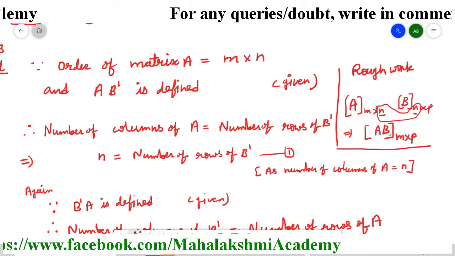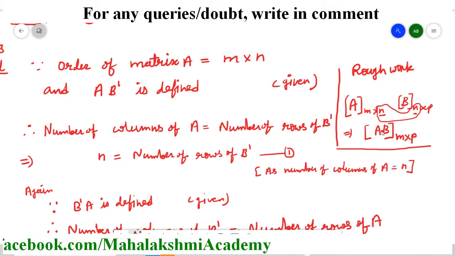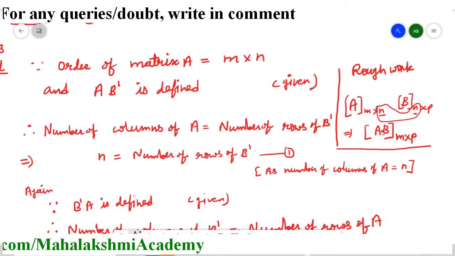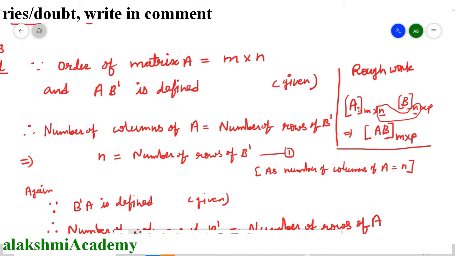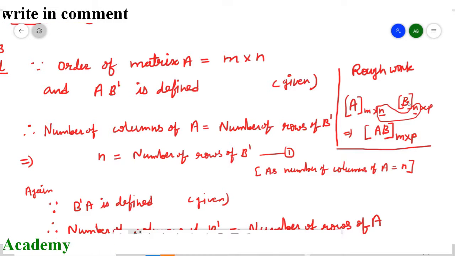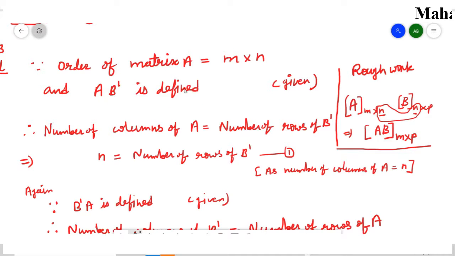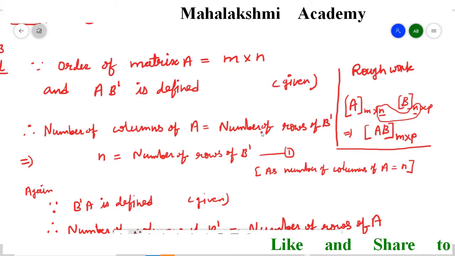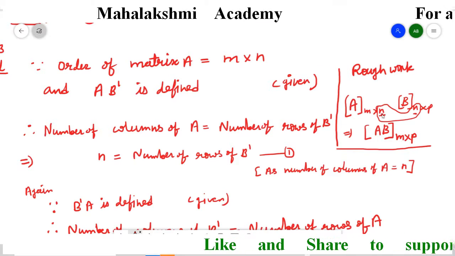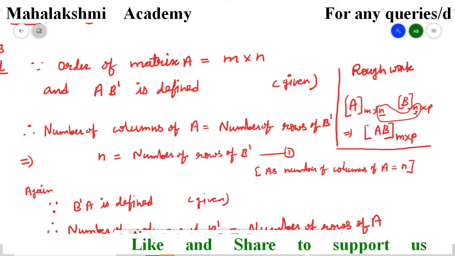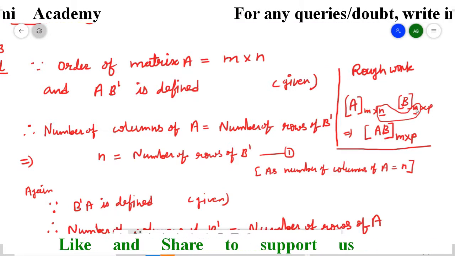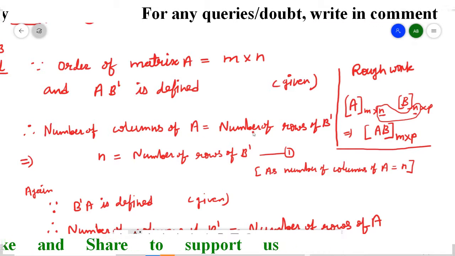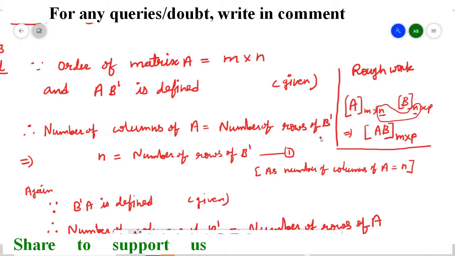So the conclusion is, if the product of two matrices is defined, then the number of columns of the first matrix is the same as the number of rows of the second matrix. Here A and B complement is defined. So what is the conclusion of this? A's column is equal to B's row. See here, the second place is for the column and the first place is for the row. So the number of columns of A is equal to the number of rows of B dash.